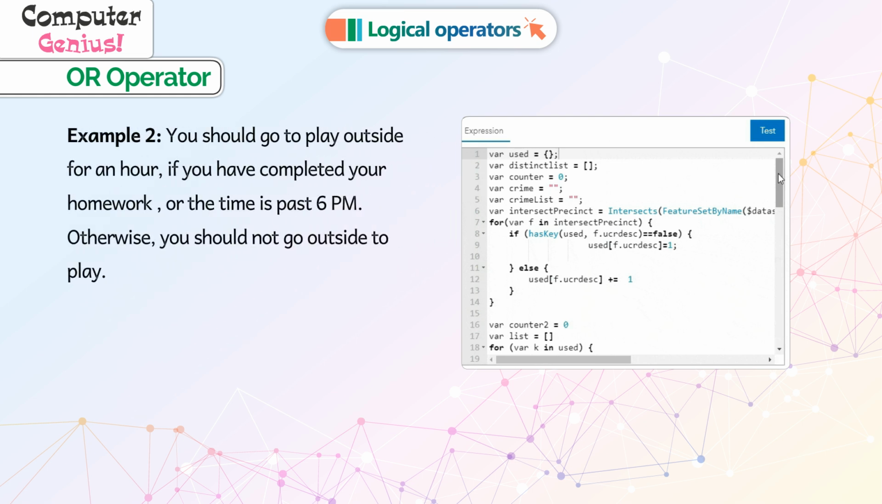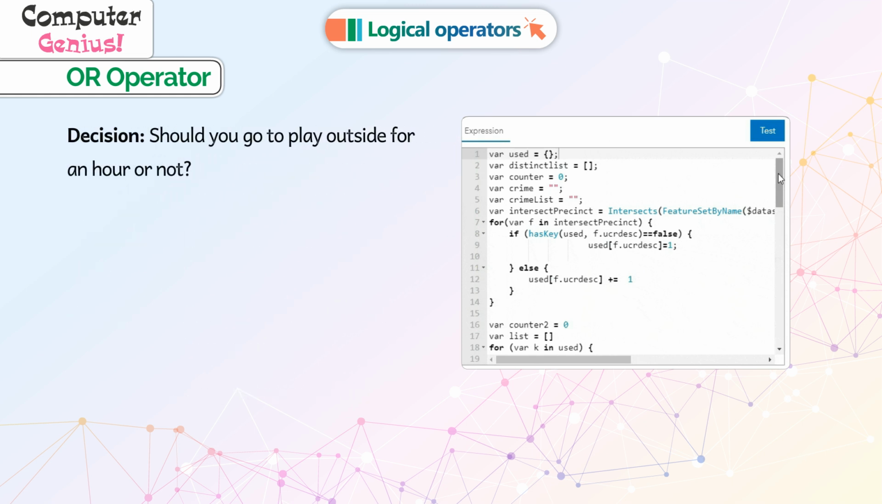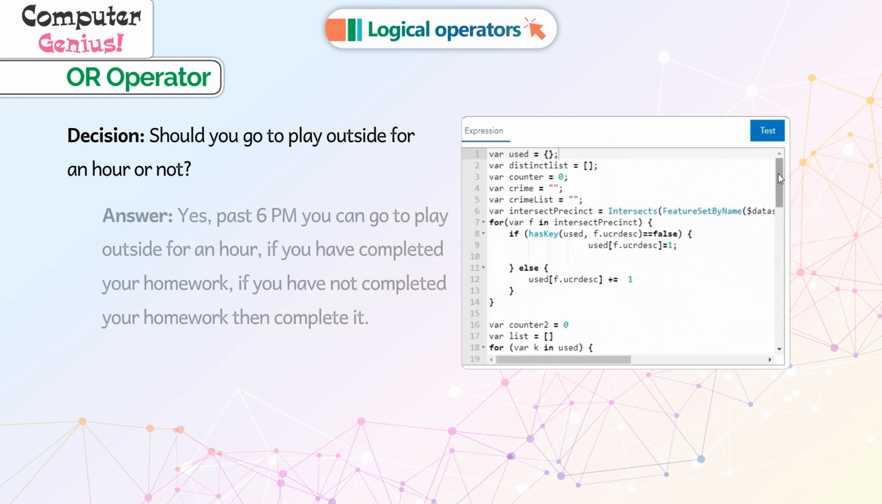Example 2. You should go to play outside for an hour if you have completed your homework or the time is past 6 p.m. Otherwise, you should not go outside to play. Condition 1. Have you completed your homework? Condition 2. Is the time past 6 p.m.? Decision. Should you go to play outside for an hour or not?